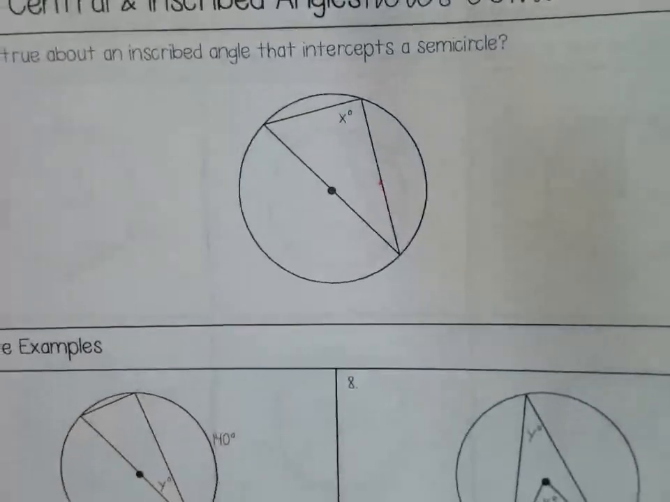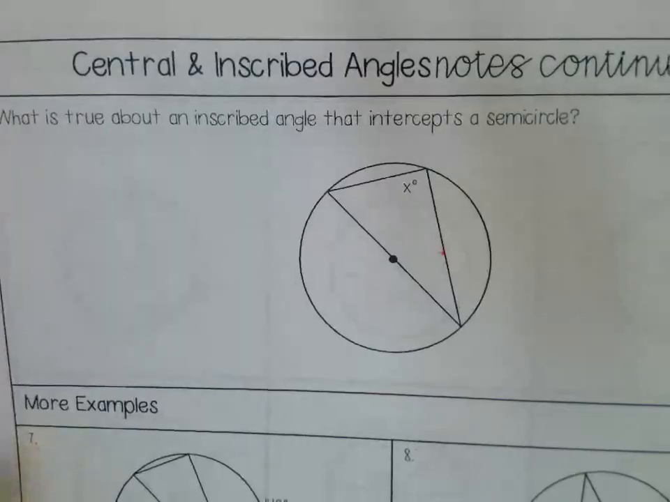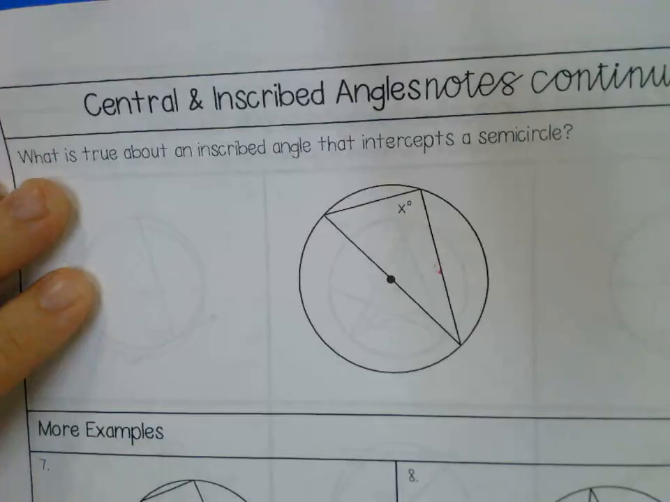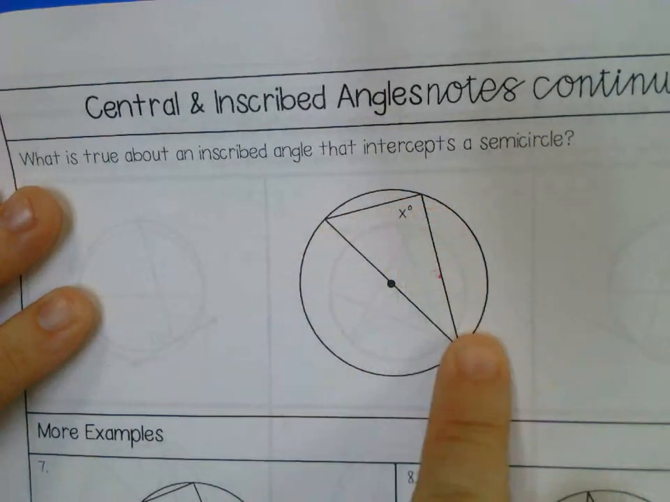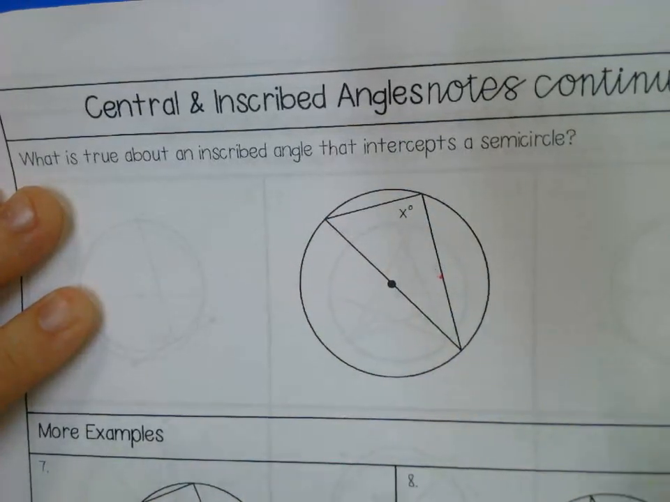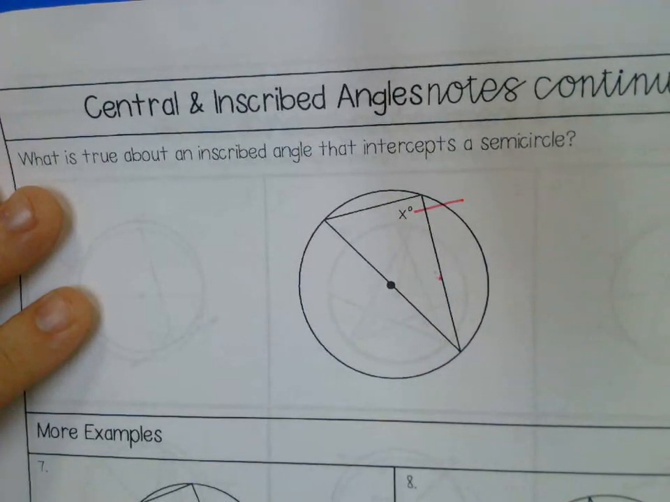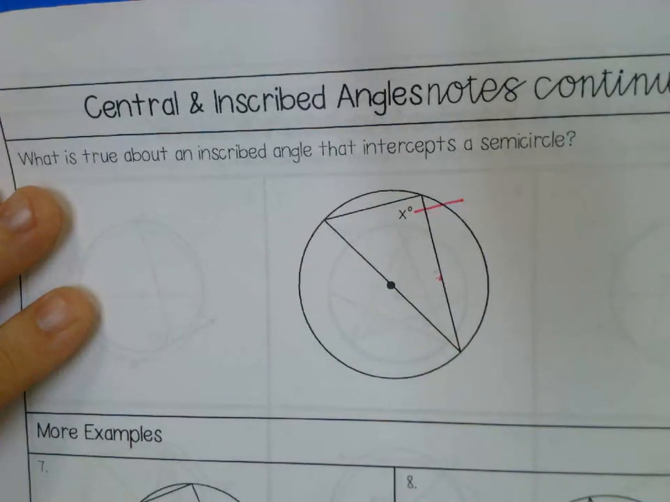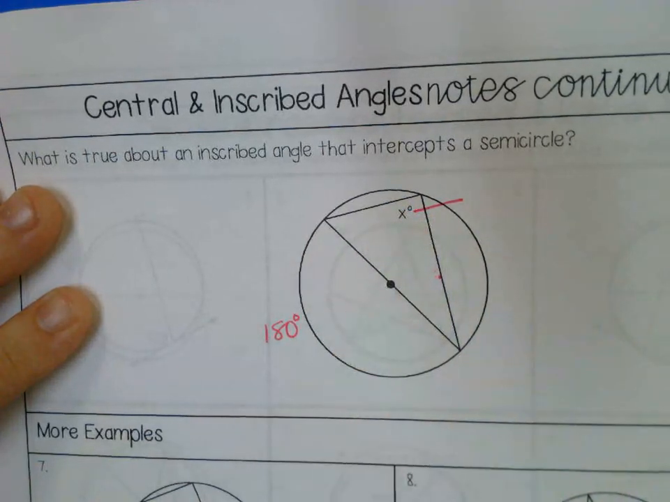Okay, flip over. Let's look at your first practice here. The first question they asked you is, what is true about an inscribed angle that intersects a semicircle? So when I look at X, that intersects this semicircle. What is going to be the angle measure of X here? Well, how big is a semicircle? How many degrees is that? 180. So that's 180 degrees to arc. So what would that angle measure be?